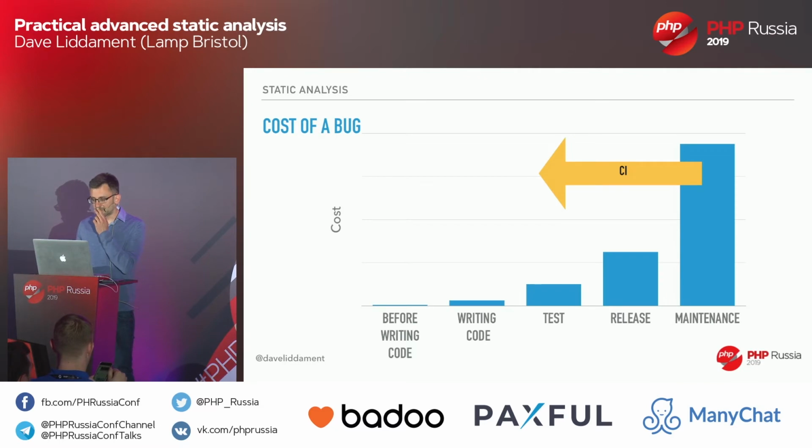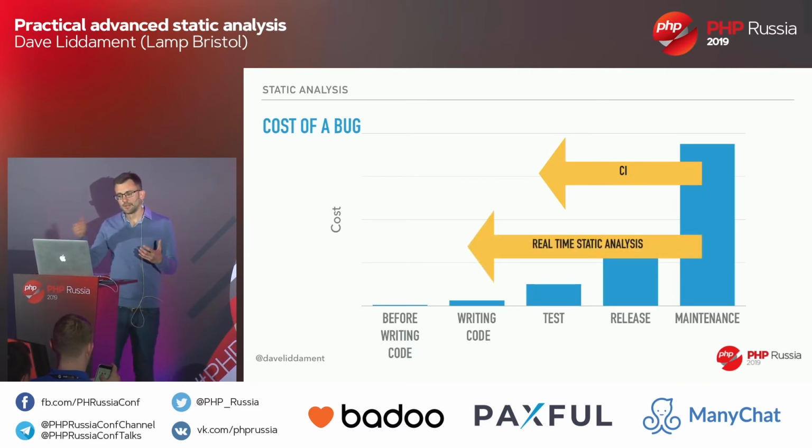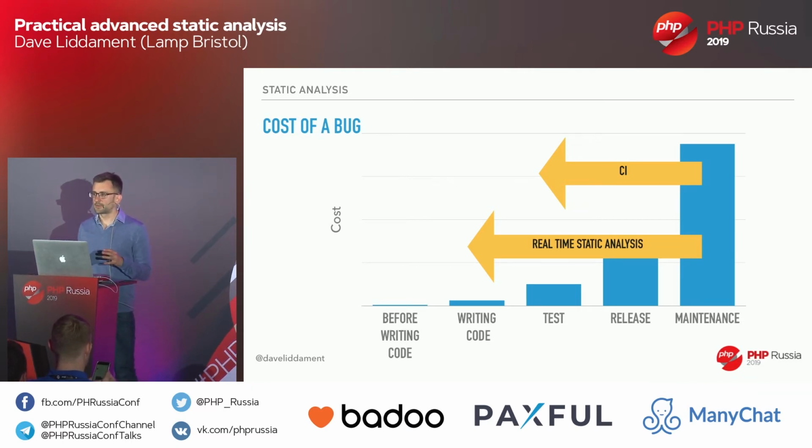So if we think about the cost of our code, we can reduce it using real-time static analysis to the point where we're actually writing code. We can catch bugs all the way there. So there's a big cost saving.